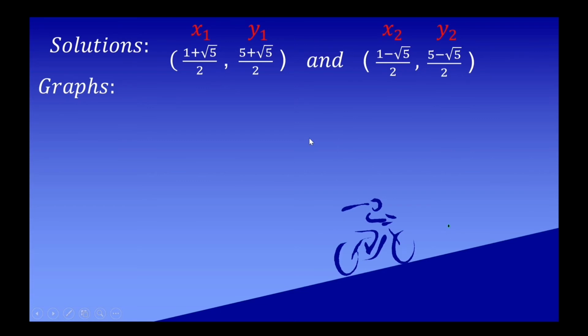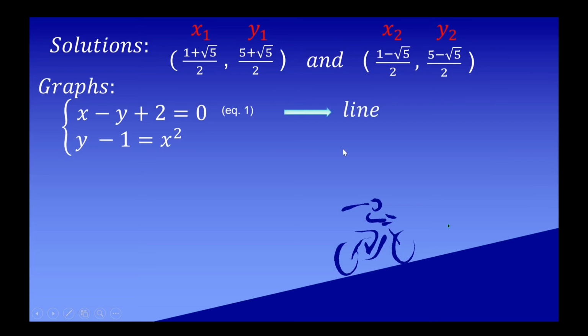Graphically, we can sketch the graph in one Cartesian plane, and we can think of the solutions to the system as the points of intersection between the linear function and the quadratic function. Okay, those are our two equations. The graph of our first equation is a line.